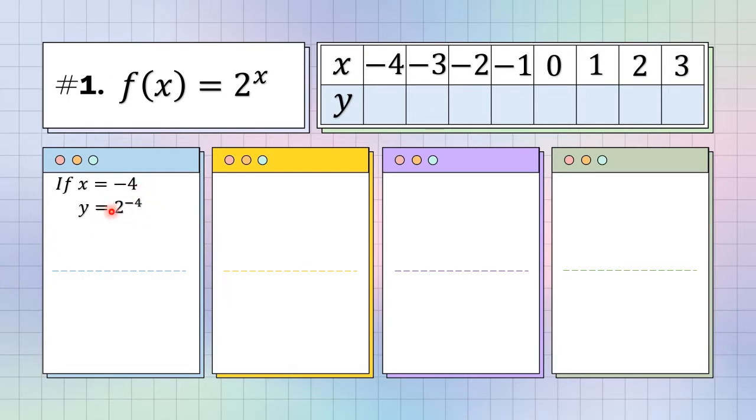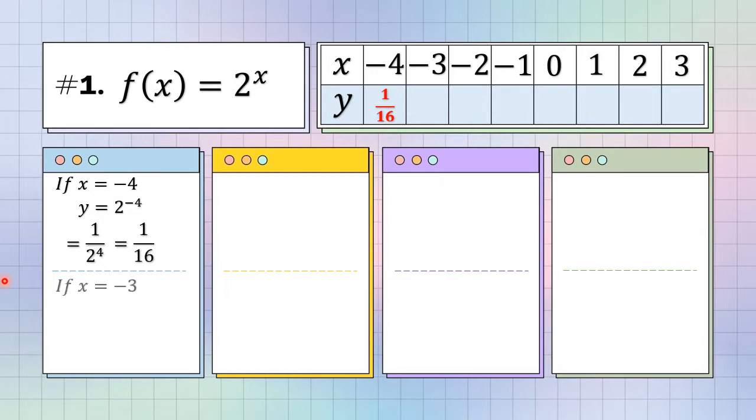Since we have a negative exponent, we need to find the reciprocal of the base, which is 2. So the reciprocal of 2 is 1/2. So we'll have 1 over 2 raised to 4, and 1 over 2 raised to 4 is equal to 1 over 16, because 2 times 2 times 2 times 2 is equal to 16. That means if our x is equal to negative 4, then our y is equal to 1 over 16.